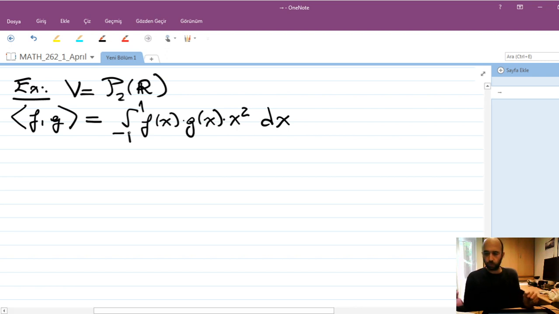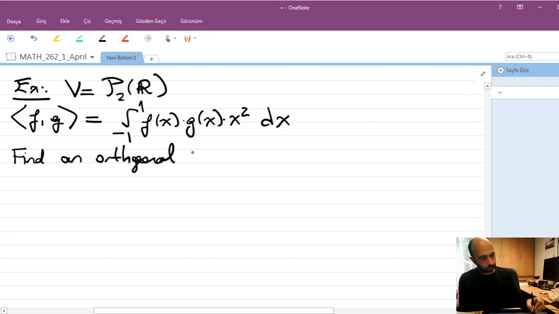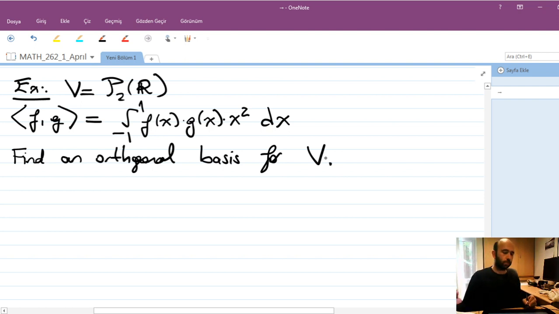Okay, now the question is, find an orthogonal basis for V. Now, since the inner product depends on the weight function, the notion of orthogonality also depends on the weight. So this will not be the same answer as if you didn't have this x squared here. It will be a different answer from the standard inner product.